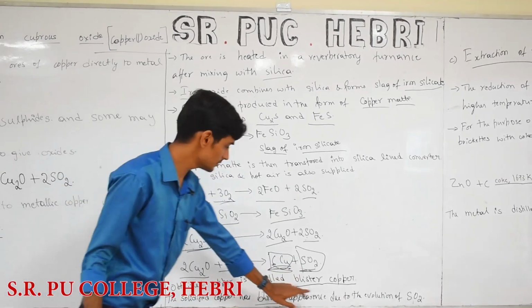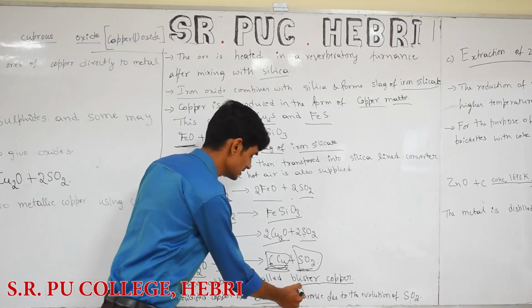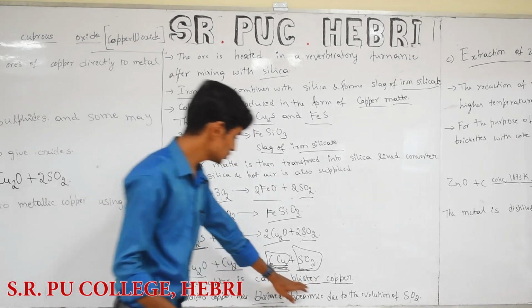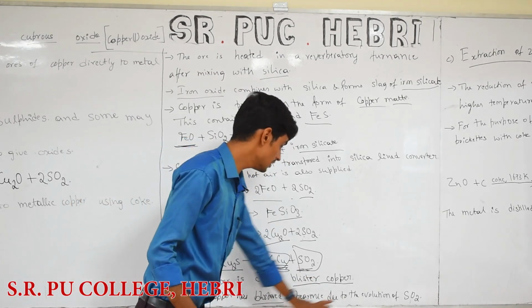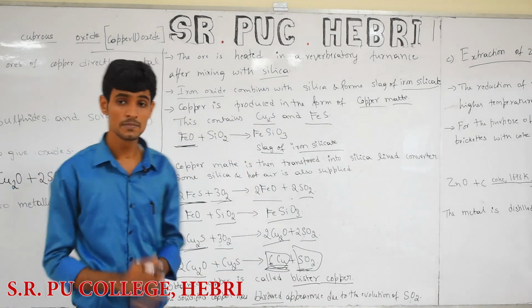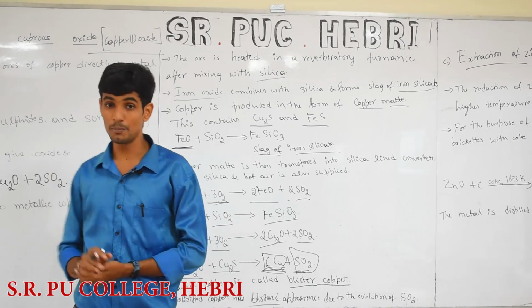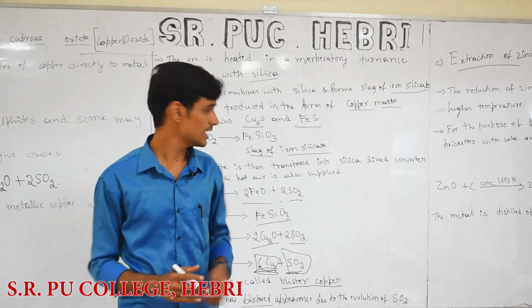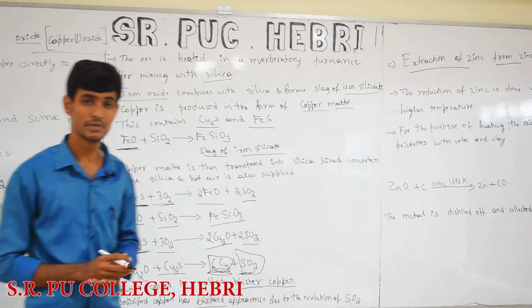Okay, so this is one of the important questions you will get: why is the copper called blister copper? You should write that it is due to the evolution of SO2 gas. So this is how the extraction of copper from copper oxide is done, the actual procedure of this method.